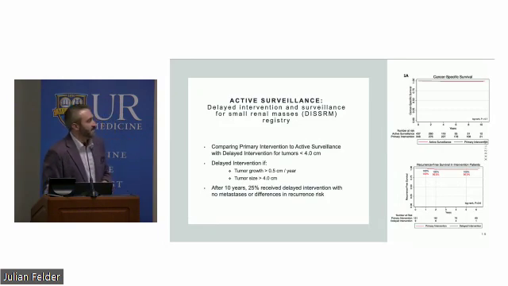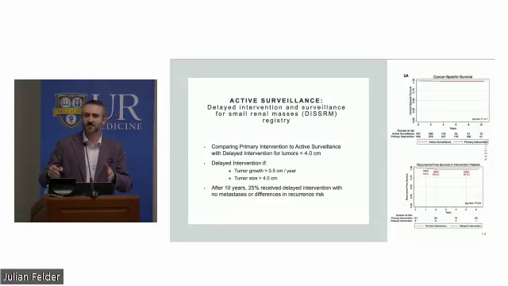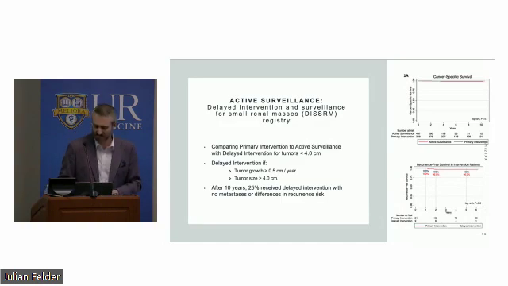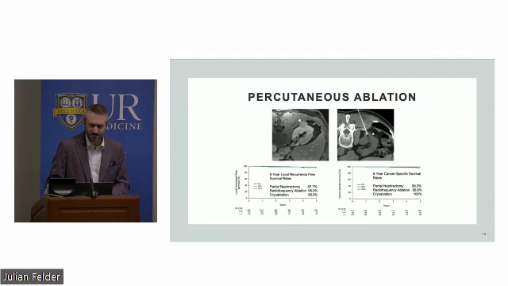That's the red line. The black line are people that had delayed intervention. So they had their tumors watched for months or years before they had their surgery or ablation. And there was no difference in how they did over the following 6 years. So in other words, there wasn't a price to pay for waiting to treat it.